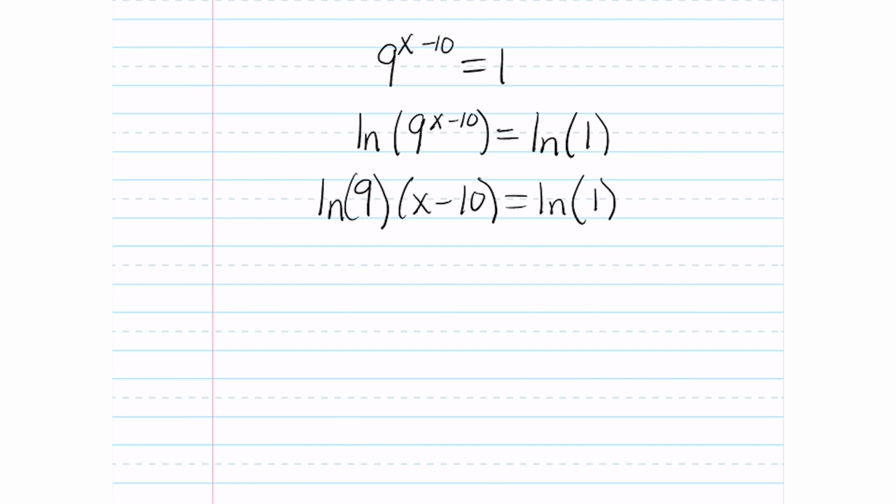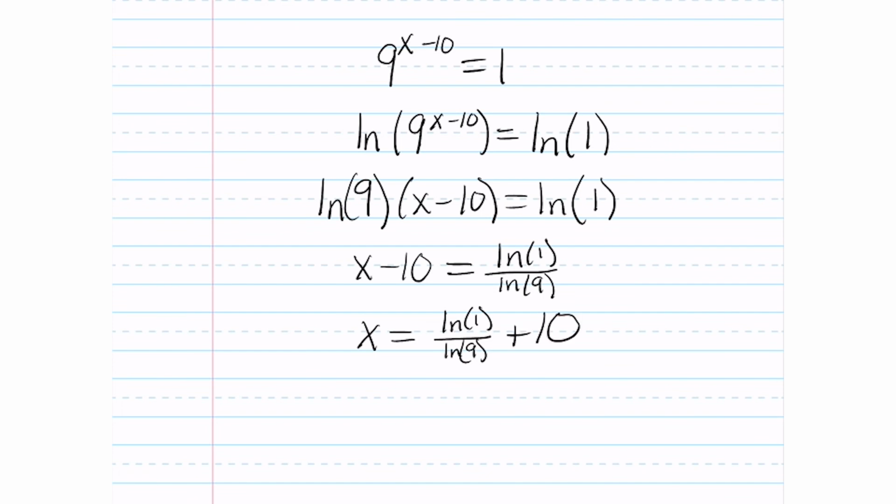And that brings us closer to isolating x because we're able to divide both sides by the natural log of 9, which gives us ln of 1 over ln of 9 on the right side. And now we can add 10 to both sides, which will give us ln of 1 divided by ln of 9, plus 10, equals x.